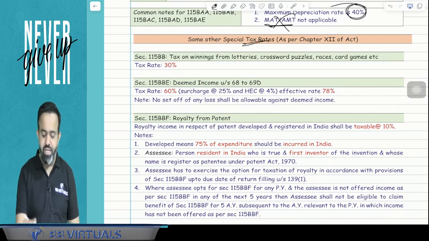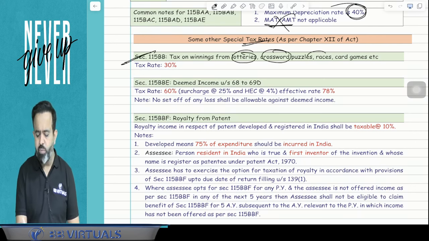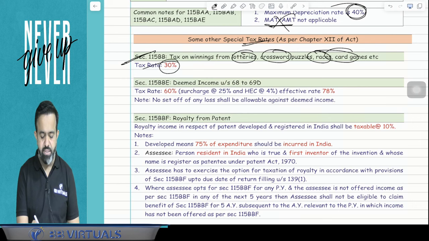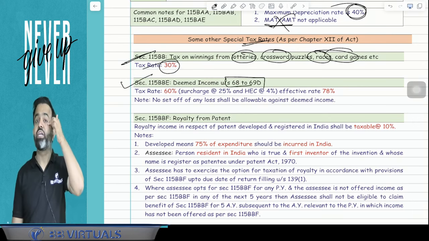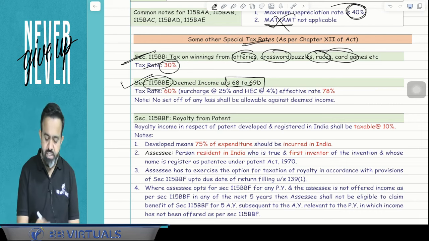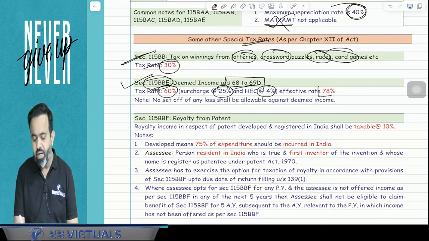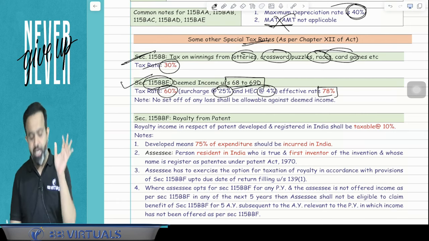Now guys, some other special tax rates, very simple. 115 BB is related to lottery, crossword, puzzle, card game, etc. Tax rate is 30%. Now deemed income under section 68 to 69D, like cash credit or unexplained expenditure or unexplained investment and all, then guys, as per section 115 BBE, your tax rate is 60%, your surcharge is always 25%, health and education cess 4%, so the effective tax rate is 78%.